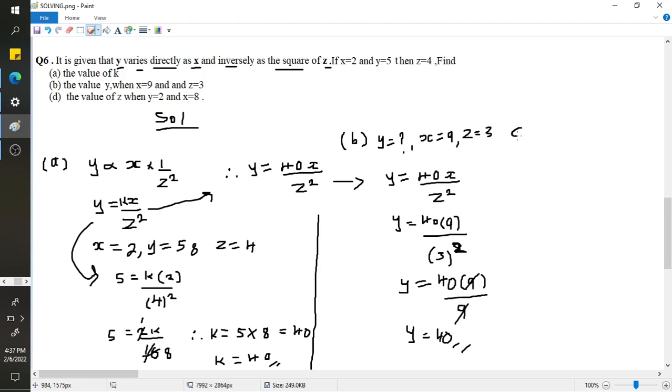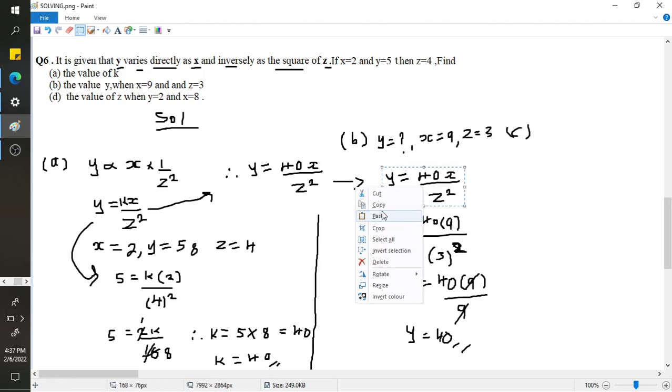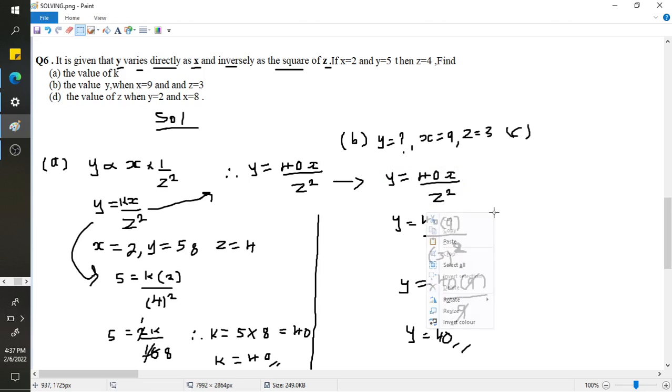Then we can quickly solve for c. And then remember for c again, we are going to apply the same formula here, because this is our general formula where we have found the value of our constant of variation. So we're going to use that.